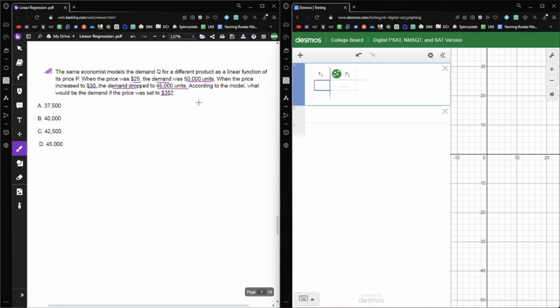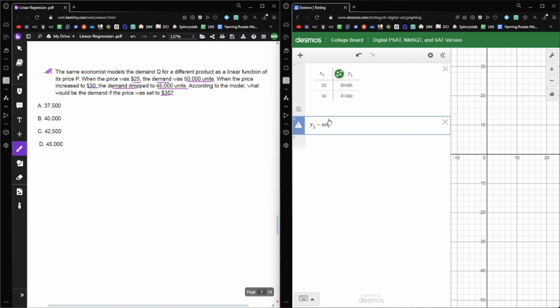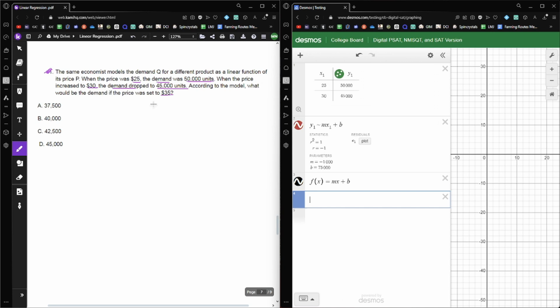So we're going to go ahead and make a table. Our price is going to be our X, and our demand will be our Y's. So here, our price is $25, and our demand is 50,000. And here, our price is 30, and our demand is 45,000. Now, we're gonna go ahead and do our regression, and then f of x is equal to mx plus b. Then they're asking what the demand would be if the price was $35, so we're gonna do f of 35. And we'll see the demand would be 40,000, so our answer is B.